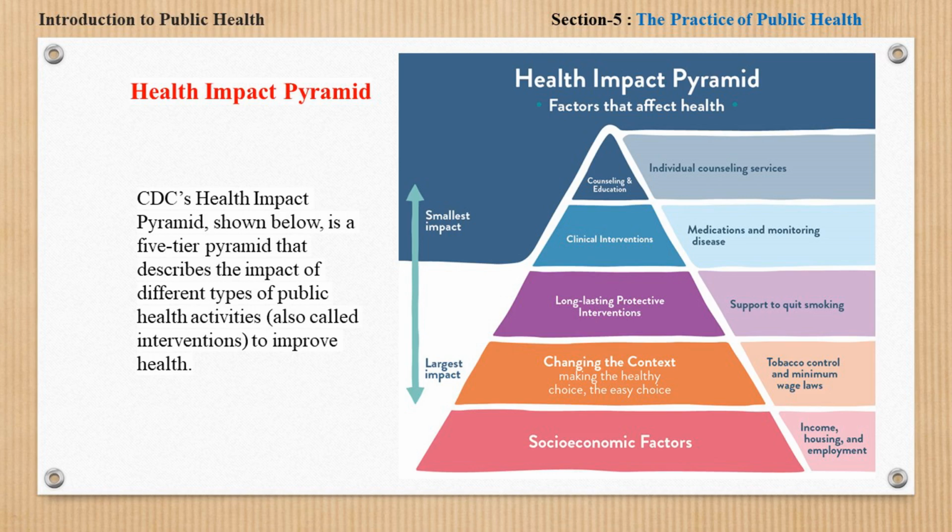The CDC's Health Impact Pyramid illustrates the varying impacts of different public health interventions, with the most significant effects stemming from addressing socioeconomic factors. As depicted in the pyramid, these factors, encompassing elements such as income, education, and employment, form the foundation for improving overall health.